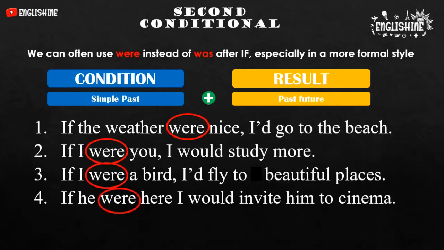See, "were" is used in each of examples 1 to 4. This is what you have to change because this situation is a conditional sentence. It means it is impossible to make it happen.